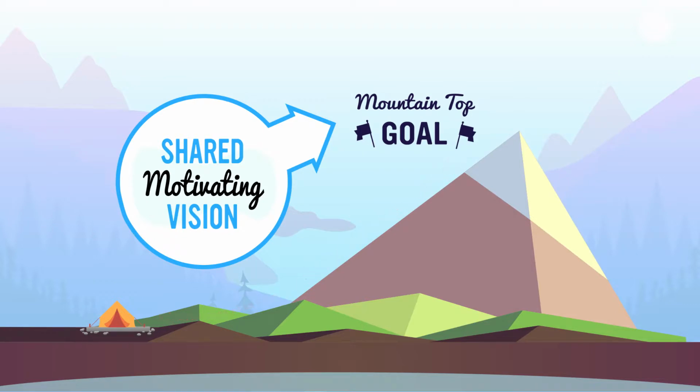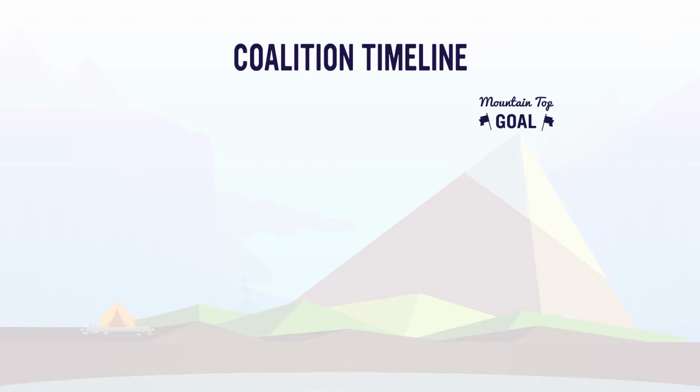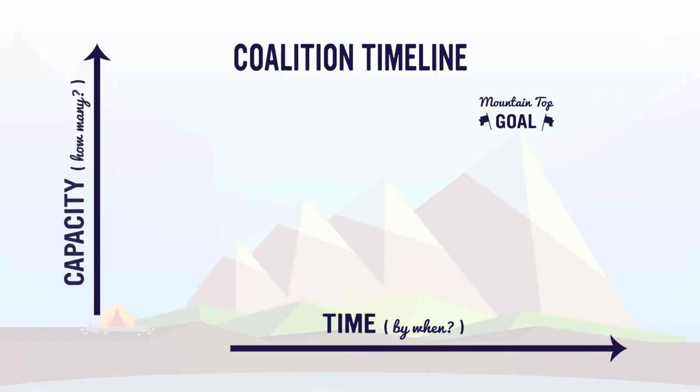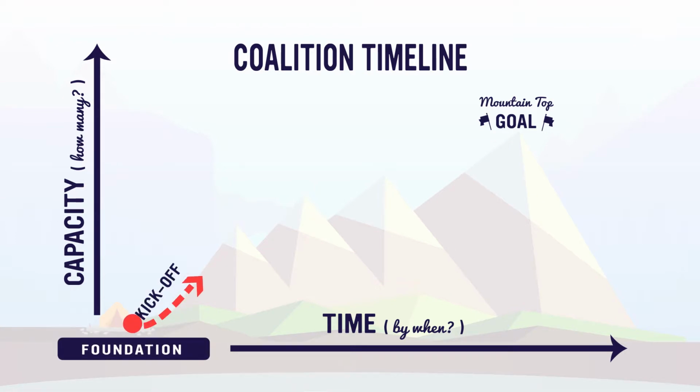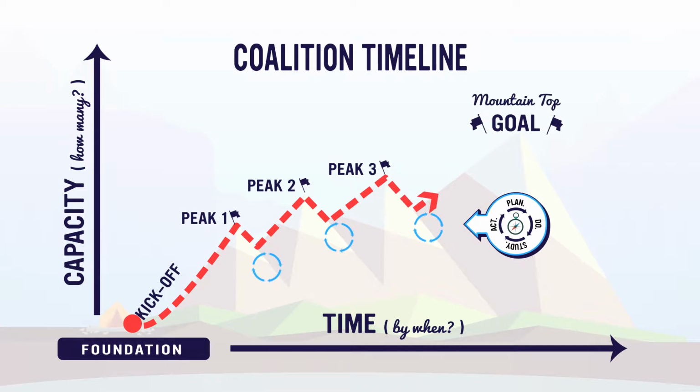Now, let's talk about the real strength of using a campaign timeline. When we chart out a campaign, we measure progress with time and effort. Instead of just ticking off milestones along a linear timeline, we also show how the coalition builds capacity as it works toward each individual goal. Here are the main components of the timeline: a strong foundation, the kickoff, peak goals, time to rest and reflect, and the mountaintop goal.